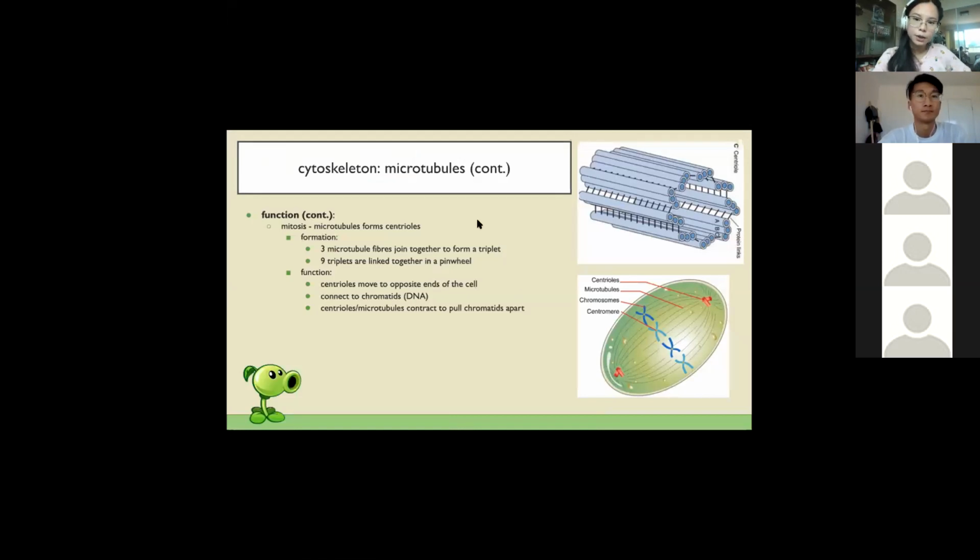The microtubules are also important in mitosis because they form centrioles, which are 9 triplets of microtubule fibers. They are responsible for separating the chromosomes in mitosis and meiosis. So if there's something wrong with the centrioles, there can be problems with cell division and cell replication.